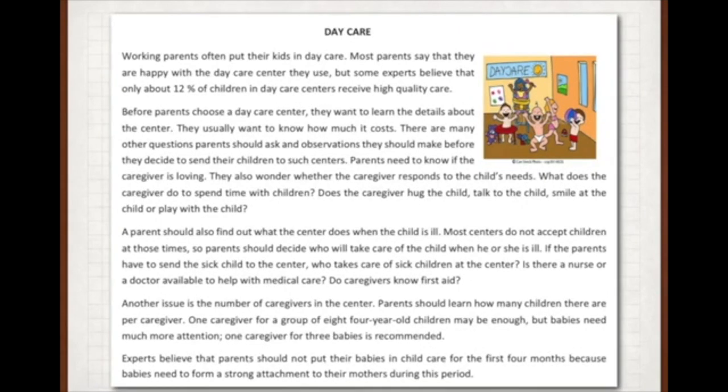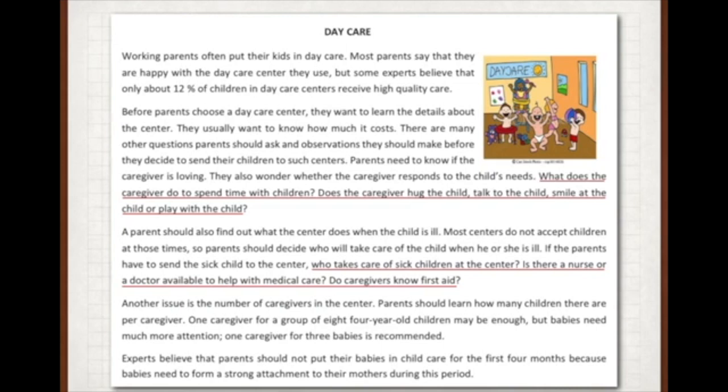Okay, so, did you find the questions? As you can see, there are many questions in paragraph 2. What does the caregiver do to spend time with children? Does the caregiver hug the child, talk to the child, smile at the child, or play with the child? In paragraph 3 we have other questions, for example, who takes care of sick children at the centre? And these are all very important questions.